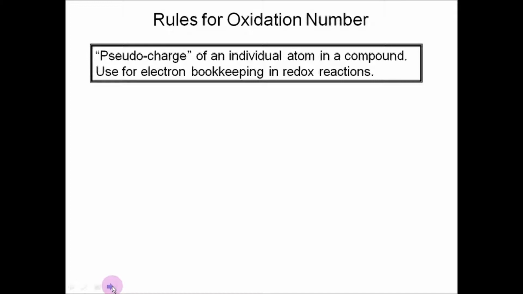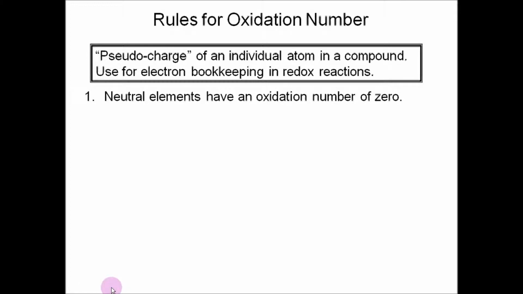Rule number 1. Neutral elements have oxidation numbers of 0. I mentioned this already, but here we see some examples of some neutral elements. These all have oxidation numbers of 0. There's no charge on these elements. They're not ions. They're just by themselves. And so if we see those in a reaction, we would know they have an oxidation number of 0. We're probably dealing with an oxidation reduction reaction.